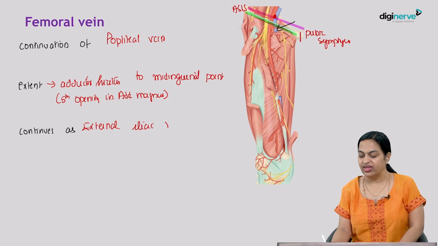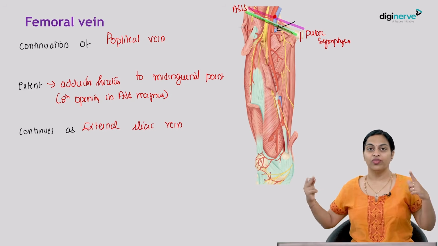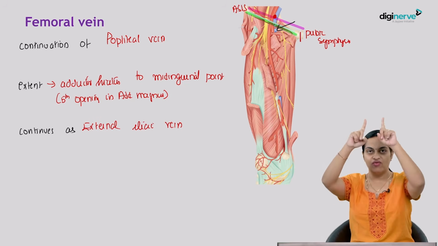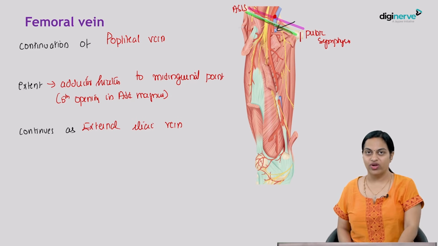It extends further as the external iliac vein. This external iliac vein, along with the internal iliac vein, will form the common iliac vein. The right and the left common iliac veins together form the inferior vena cava. And that finally opens into the right atrium. So that is about the femoral vein.